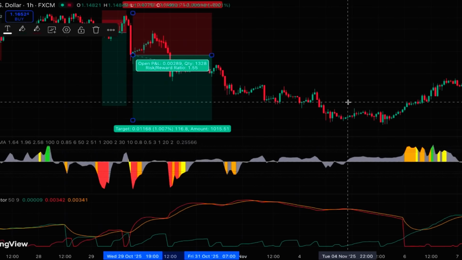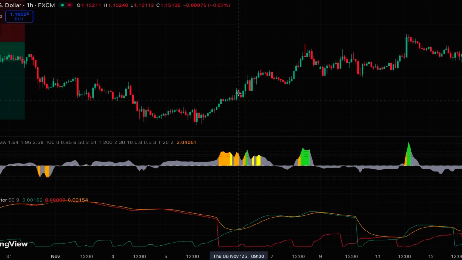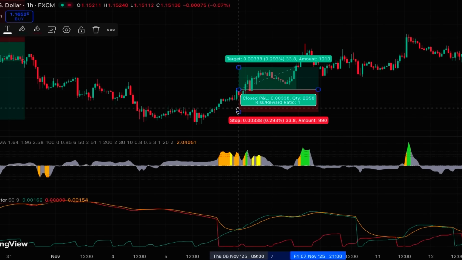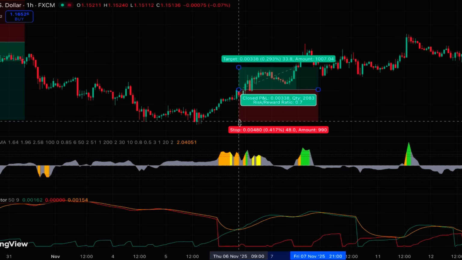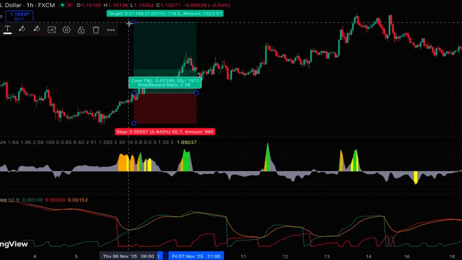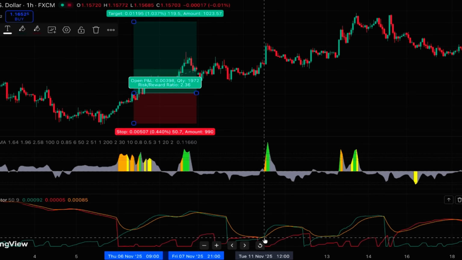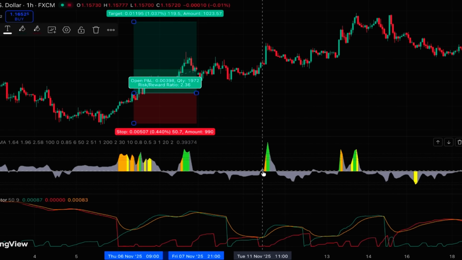Moving on the chart, we have a buy signal here, and this is confirmed, so we could enter a long position at this point with the stop loss below the previous swing low and profit target at 1.5 risk reward ratio. After this trade we had another long position at this point, but this is rejected because you can see that the histogram is gray.